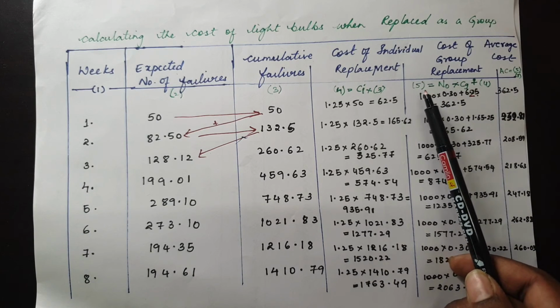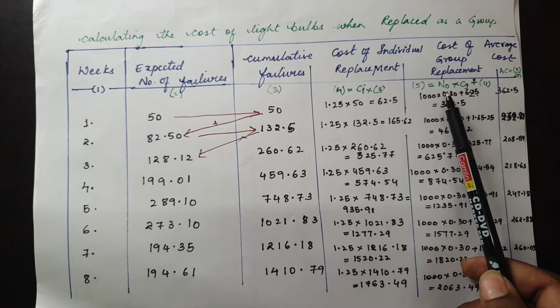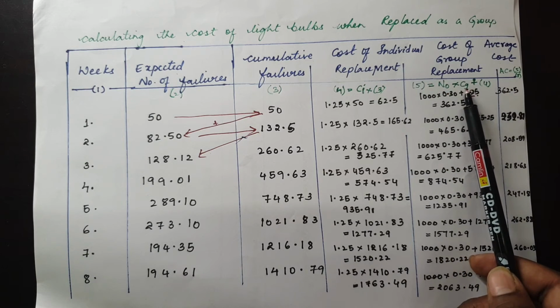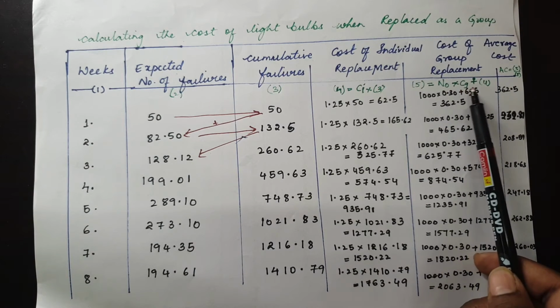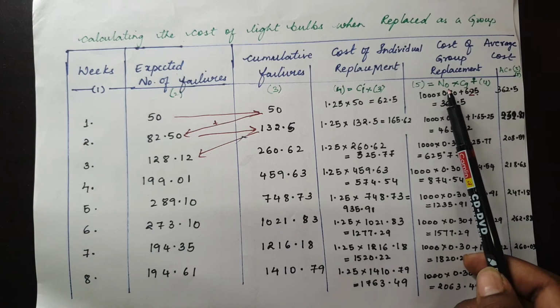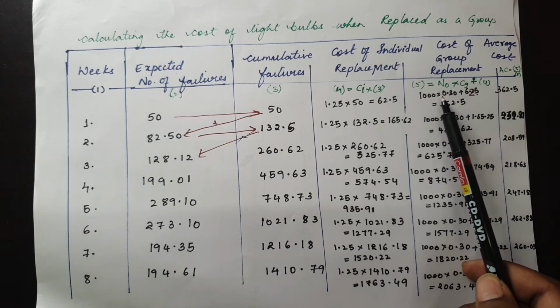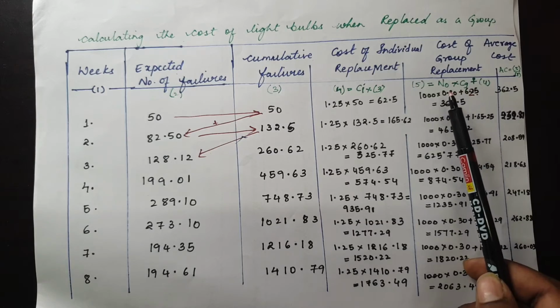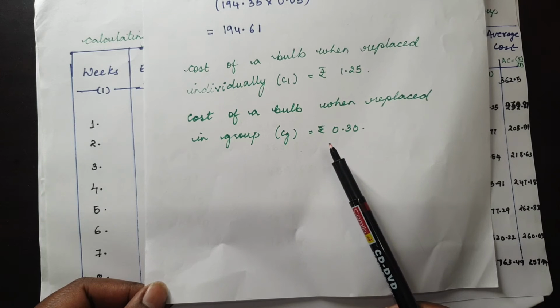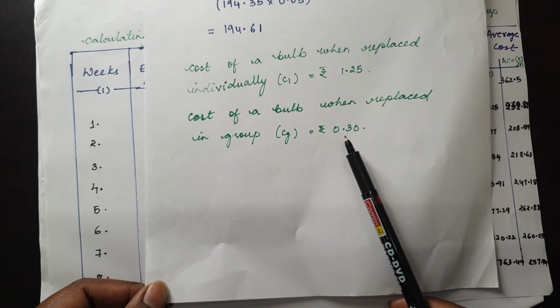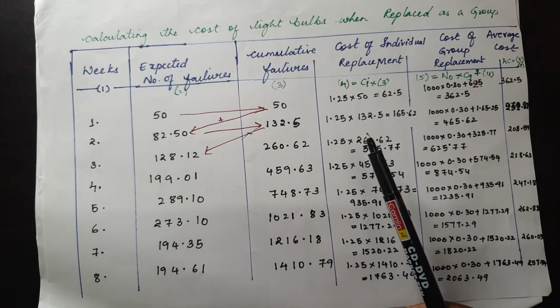Now the fifth: N0 into CG plus 4. The N0 value you assume at the start; in some problems it will be given. Suppose it is not given, then you have to assume 1000. 1000 into CG. What is CG? The cost of the group replacement, how much is that? 0.30.